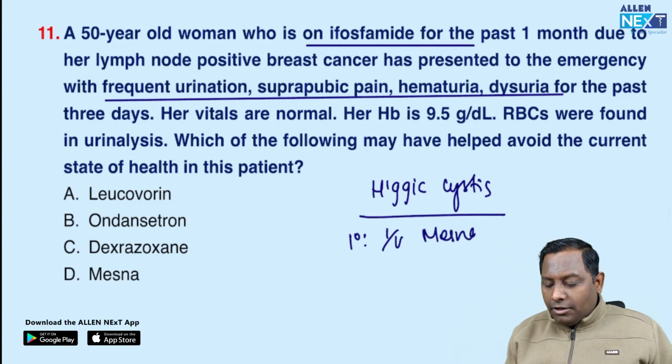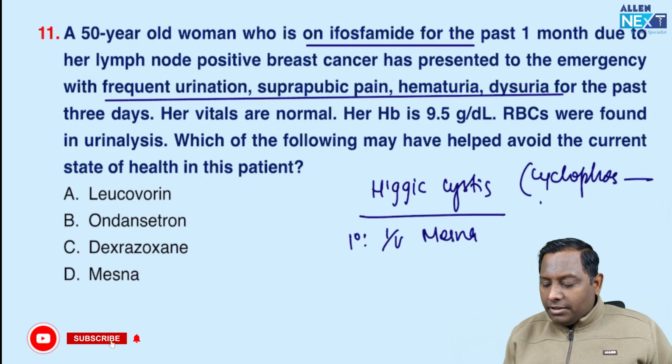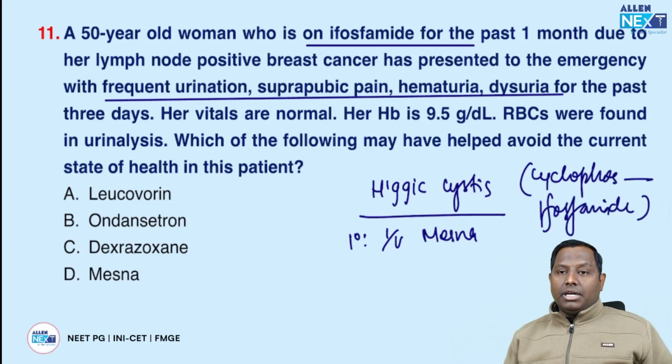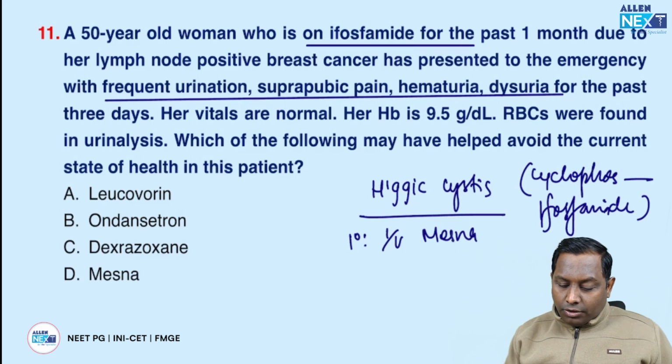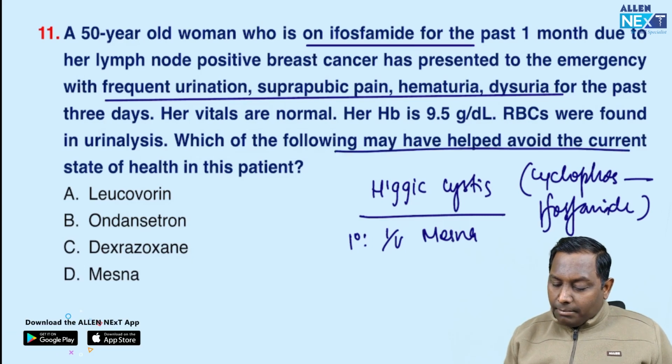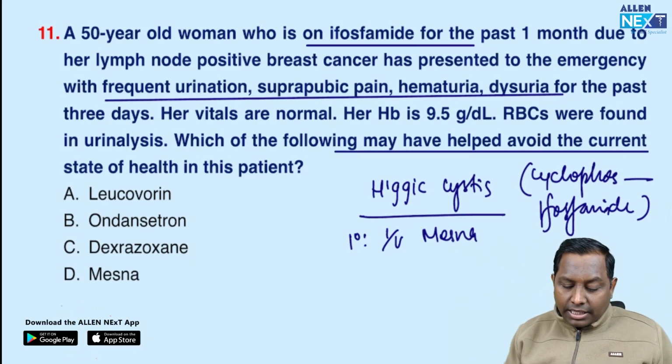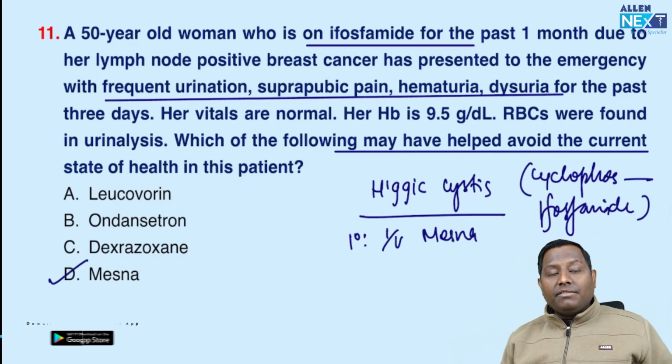So with drugs like cyclophosphamide and ifosfamide, this hemorrhagic cystitis is always going to be a risk, right? So the question is, which of the following may have helped to avoid the current state. To avoid the current state, you should have given IV mesna.